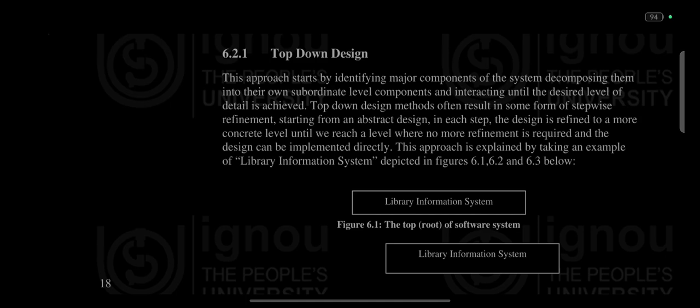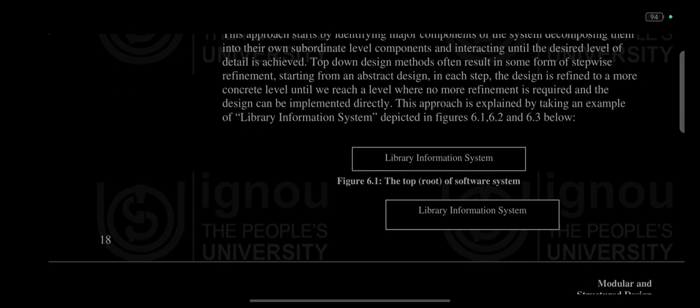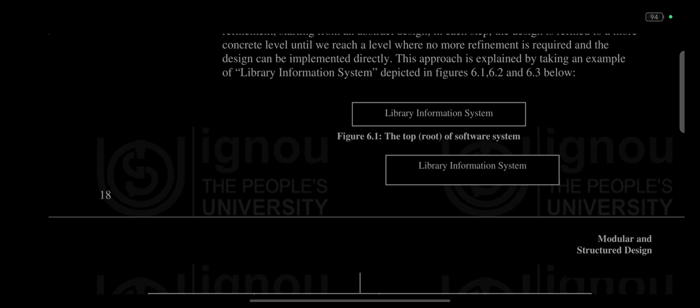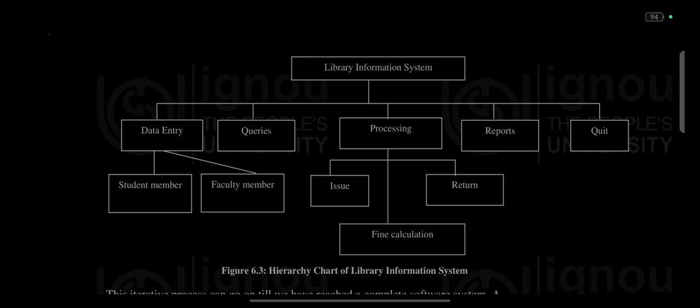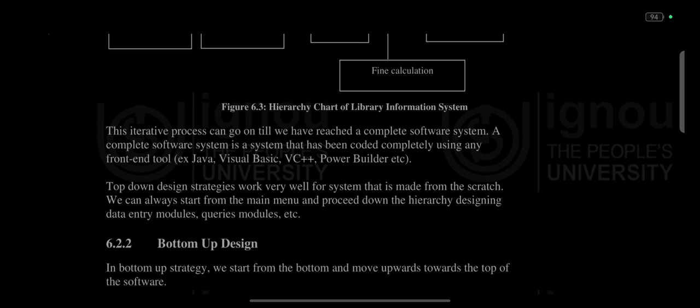This approach is explained by taking an example of a library information system depicted in figures 6.1, 6.2 and 6.3. So here you can see the figures, the top root of the software system, and here 6.2 further decomposition of the top of the software system, and divide the system even further in 6.3. So here you can see the diagram. Okay, now we will see this.